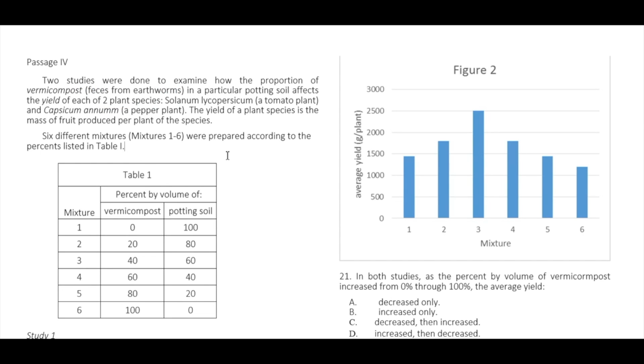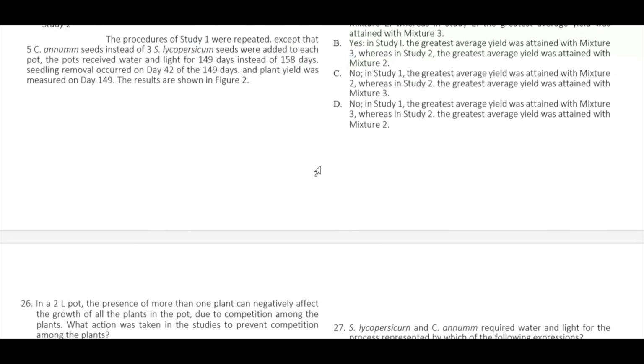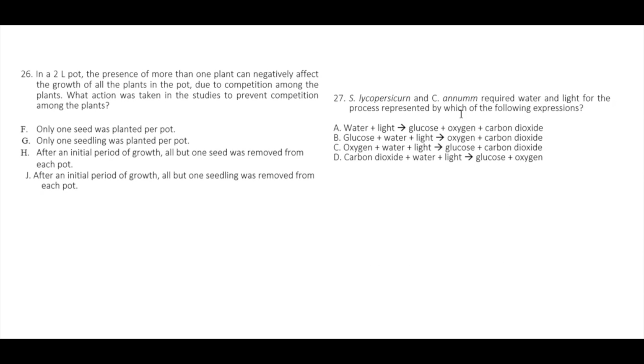Okay, so what is fruit? Generally it's some sort of sugar, and a type of sugar is glucose. So let's go through here. A has water and light becoming glucose, oxygen, and carbon dioxide. Cool, that has glucose. B has glucose on the left-hand side and it becomes something else. So B is not correct because the yield is the fruit, and fruit is glucose. C has it becoming glucose, good, and D has it becoming glucose. So it could be A, C, or D.